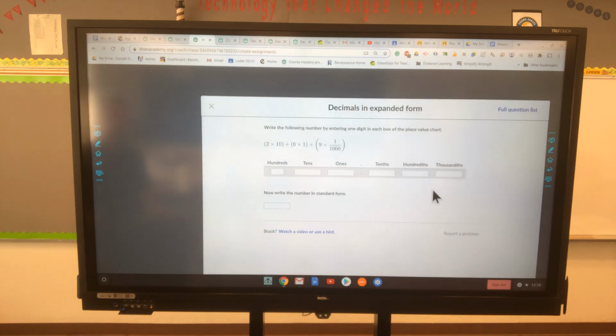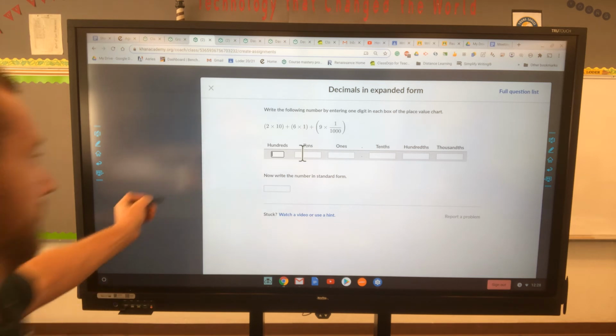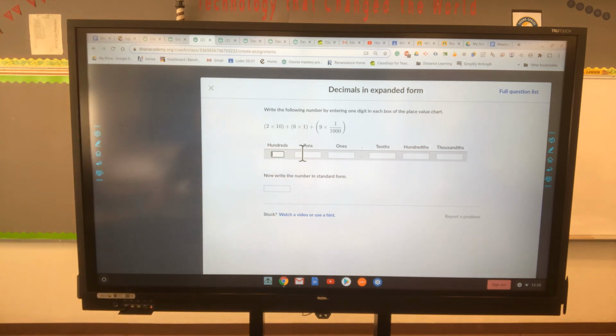Okay, let's do another one together. Skip the first one, so you'll do the first one on your own. We'll do the rest of these together. Okay, so it says write it in standard form. Well, first of all, do we have anything in the hundreds? Well, no, I don't see anything times 100, so I'm going to put a 0 there. Do we have anything in the tens? Yes, I do see something in the tens. It's a 2.